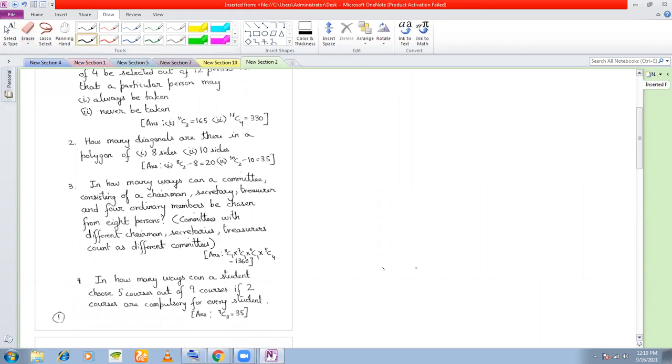Number 2, interesting problem. How many diagonals are there in a polygon of 8 sides to 10 sides? If you remember, I had done a formula back in your class 8 for the number of diagonals, right? Now see, if I have a triangle here, a triangle has 3 sides, right? So how many vertices does it have? 3 vertices, right? So if I give you 3 points in a plane, which are non-collinear, of course, how many lines can you draw? 3 lines.